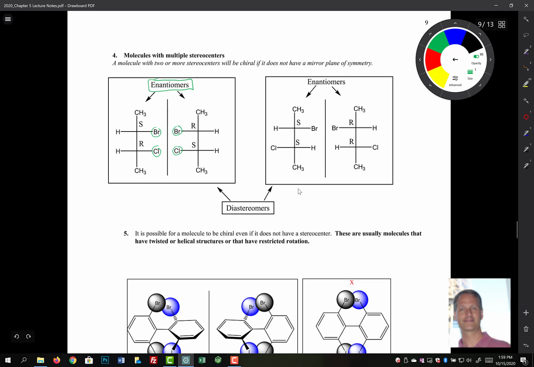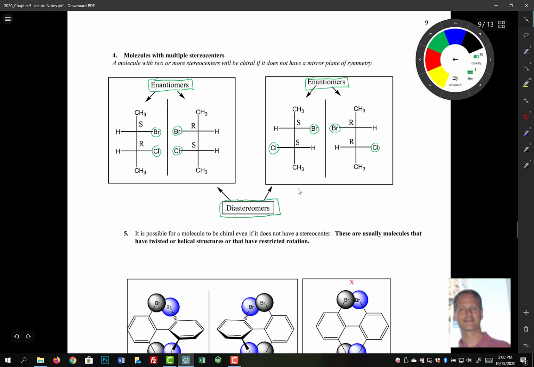And then the other thing we could do, if we're just statistically trying to put them in different places, is you could have a bromo on the right and a chloro on the left. And then this would be the mirror image of that molecule. And those are non-superimposable mirror images of each other, okay? And then the relationship between these two sets of enantiomers is of diastereomers. So they're diastereomers to each other.